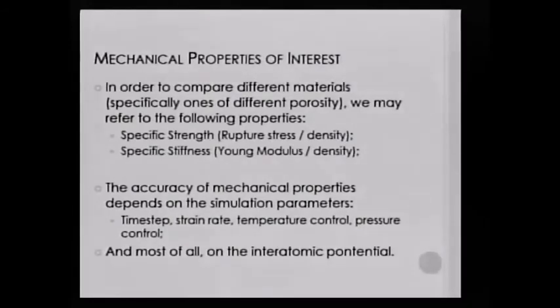In this case, the specific strength is the rupture stress over density, and the specific stiffness is the Young modulus over density. These properties are much more useful to compare different carbon nanostructures, because you can see, for example, if a carbon nanostructure is very weak, it generally tends to be one order of magnitude lower than the others.